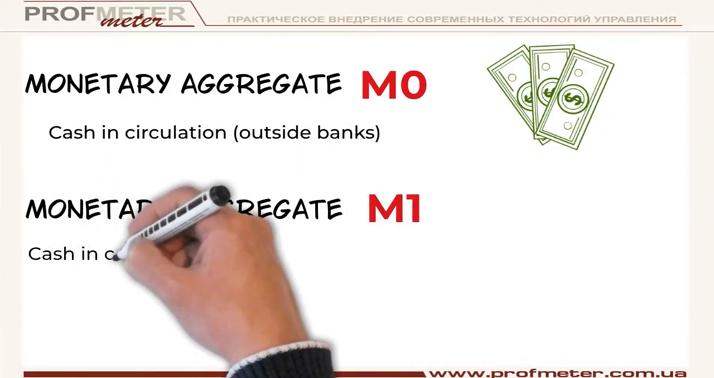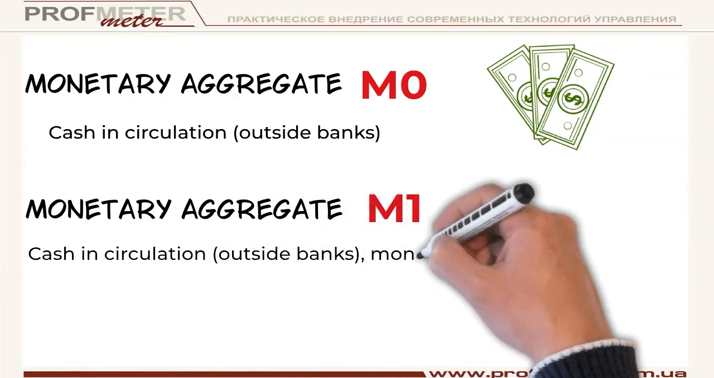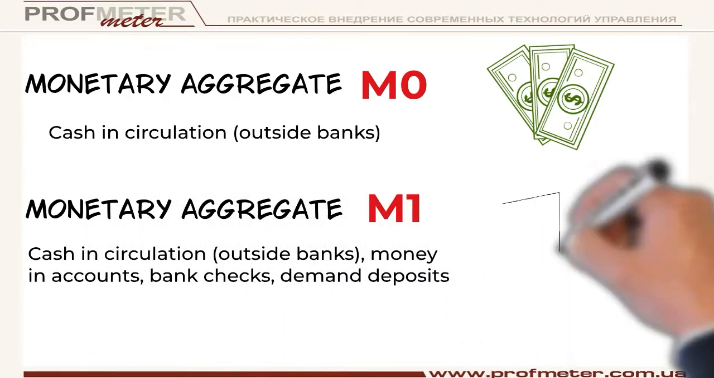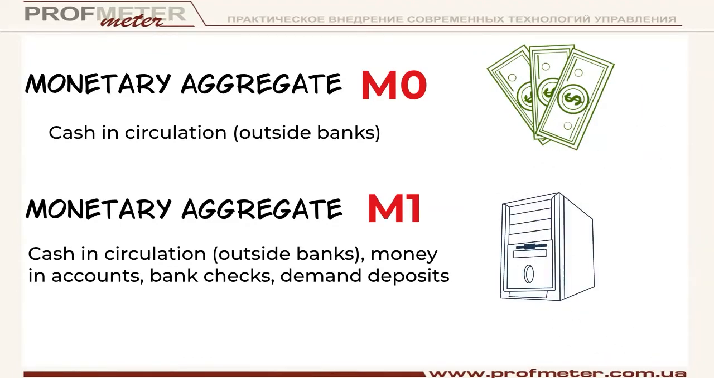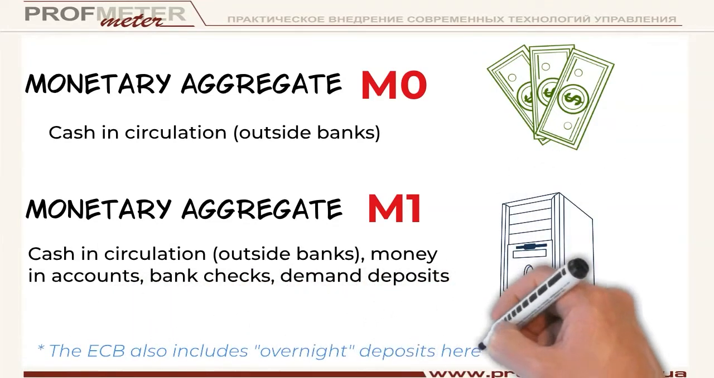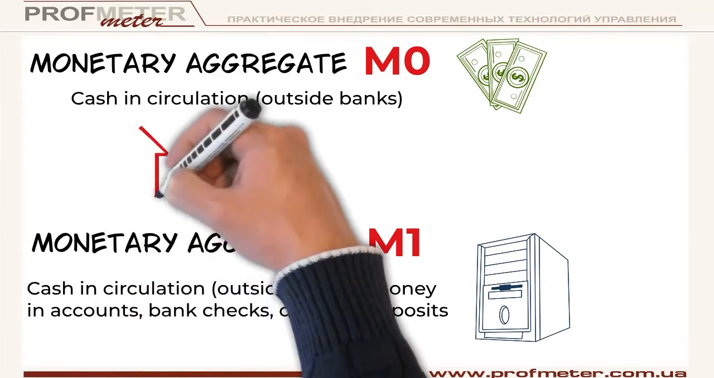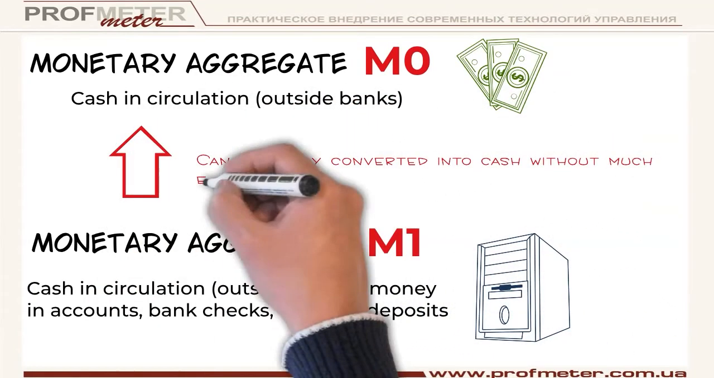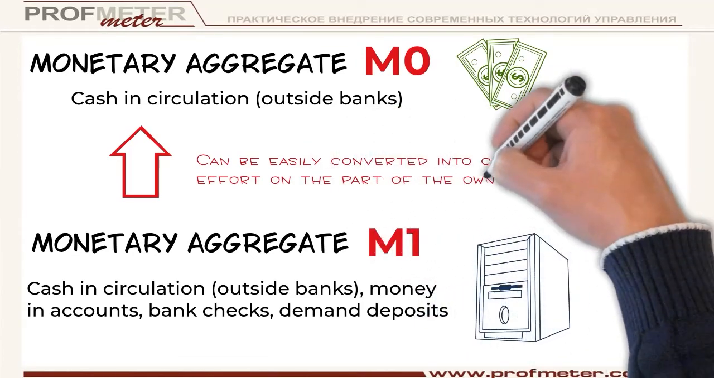Monetary aggregate M1: funds on accounts, bank checks and deposits on demand are added to the monetary aggregate M0 money. This is something that can be turned into money almost instantly, without effort. Withdraw money from the account. Get it from an ATM. Present a bank check for payment at the cash desk of the bank.